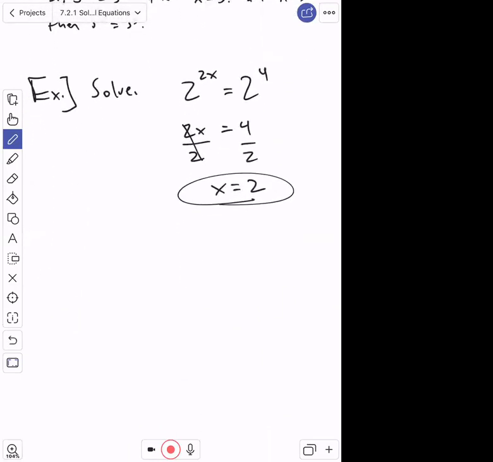So let's do another easy example here. 3 to the power of 2x plus 1 equals 3 to the 7. I want to solve this equation for x. Guys, are the bases the same? So the exponents must be equal.